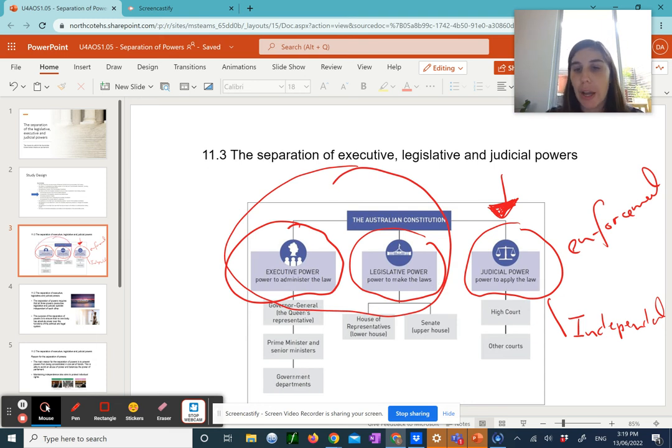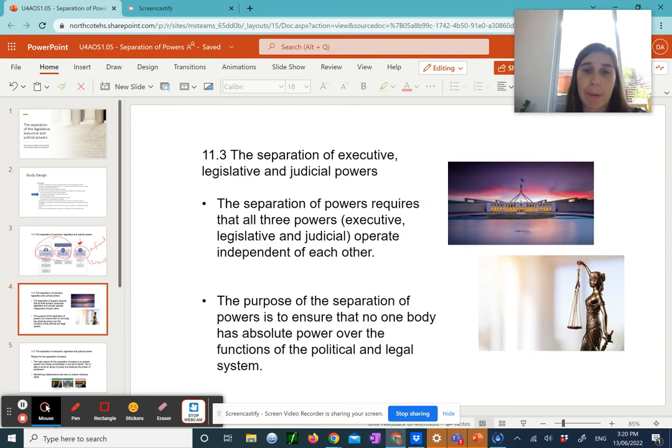So you know that the Prime Minister is actually voted into the House of Reps, but he also holds executive power to organise things. Okay, so there's actually an overlap between executive and legislative power. So, what is the purpose of having these separate bodies?